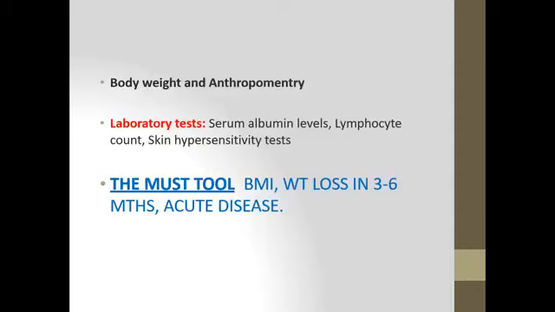There is a malnutrition universal screening tool which comprises 5 steps, in which one is the calculation of the BMI. BMI is the body weight and the height. By measuring these two, the body weight is divided by the height in meters, and the weight loss in 3 to 6 months, and if there is an acute disease.